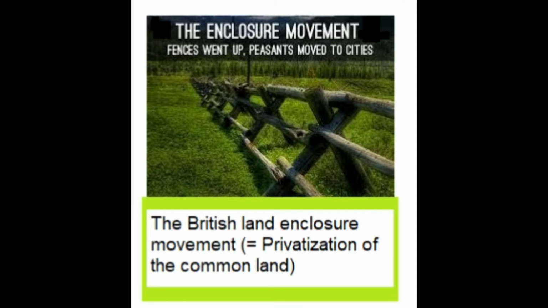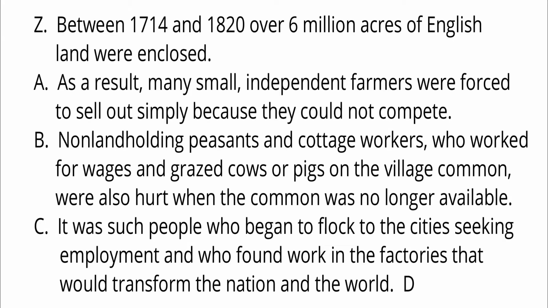This is an actual TOEFL sentence insertion question. The passage is about the British land enclosure movement. Let's first look at the sentences and then consider the target sentence. Z. Between 1714 and 1820, over 6 million acres of English land were enclosed. A. As a result, many small, independent farmers were forced to sell out simply because they could not compete. B.